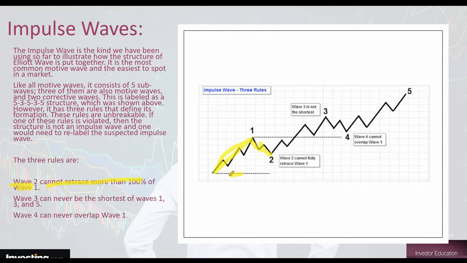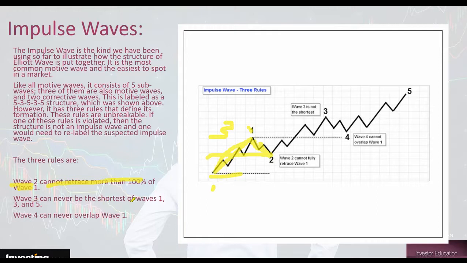So hypothetically, if this was $1 and the up move was $3, where it touched, wave 2 could not come below $1.50, 50% of the move in between. So we went from $1 to $3, so we had a $2 move, and we're at $3. 50% of the $2 move is $1, and that's all that we could retrace. So this level here cannot be lower than 50% of this total level.